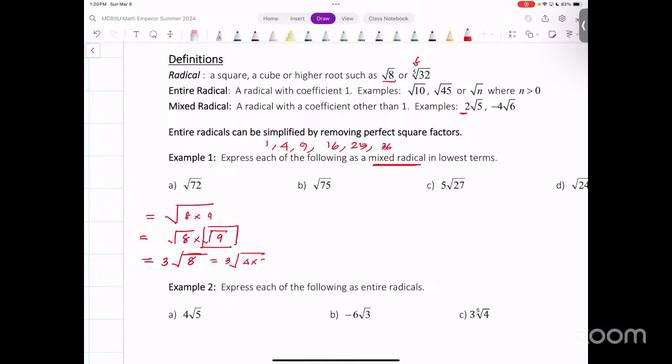So why are we doing that? We can further split into square root of 4 times square root of 2. What is square root of 4? 2, isn't it? 3 times 2 is 6. So I'm going to write 6 root 2.